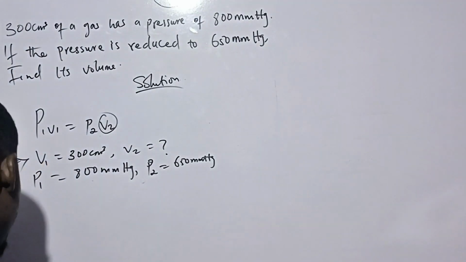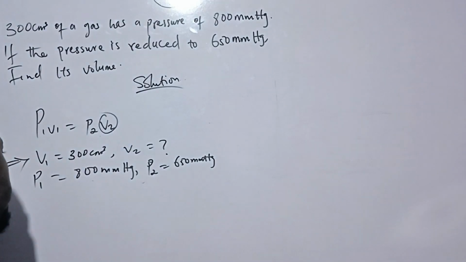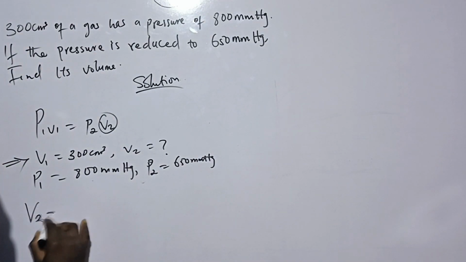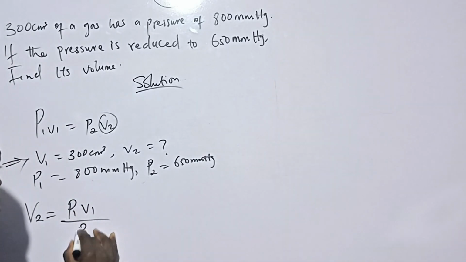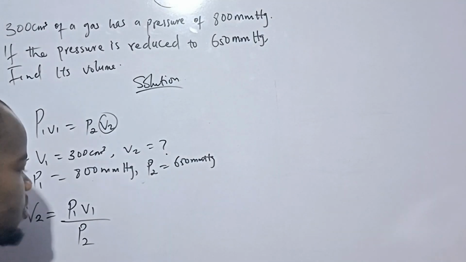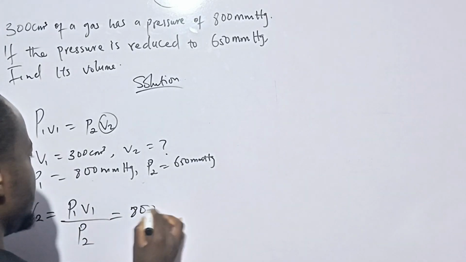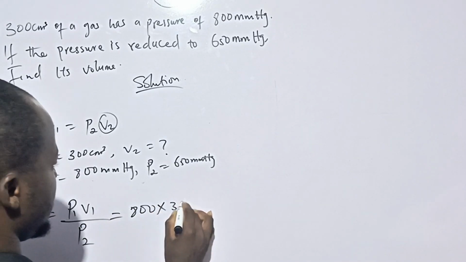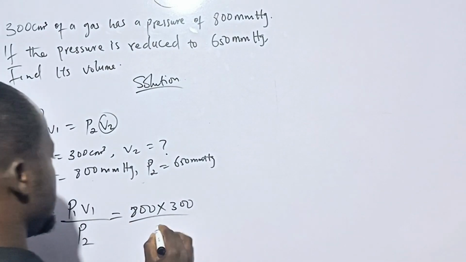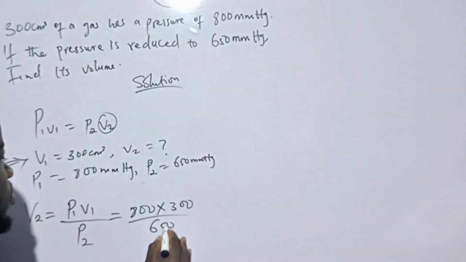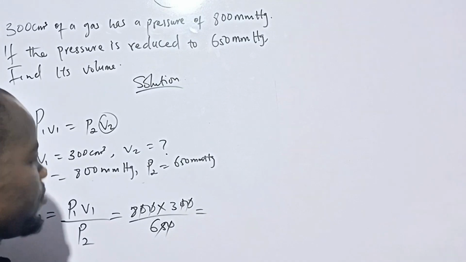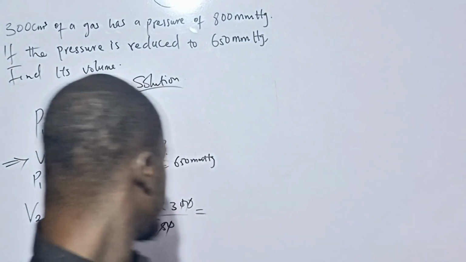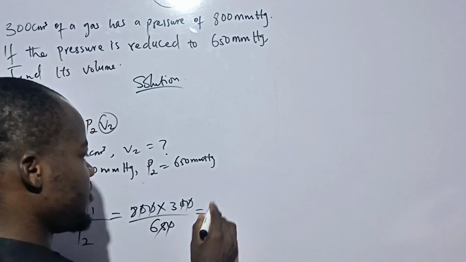For us to find the second volume, we have to make V2 the subject of the formula, and then our V2 from this particular formula will be P₁V₁ all over P2. Are you with me? So when you move it that way, our P1 here is 800 and our V1 is 300, divided by our P2, which is 650. When you multiply and divide everything, what do you have? Press your calculator and tell me what you have. 800 times 300 divided by 650.